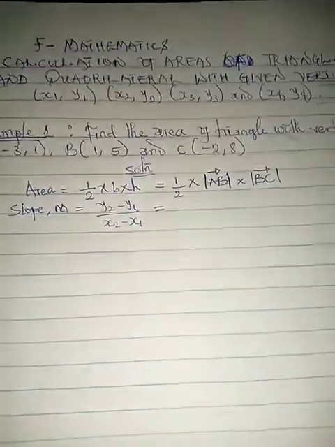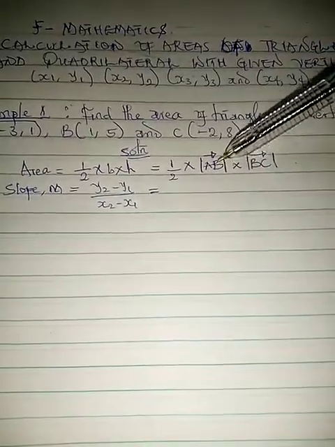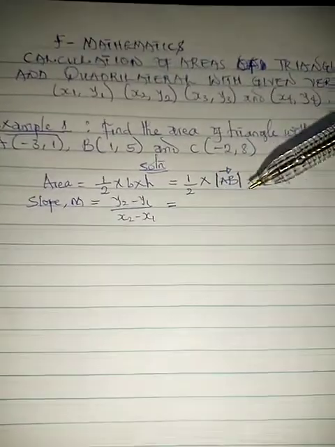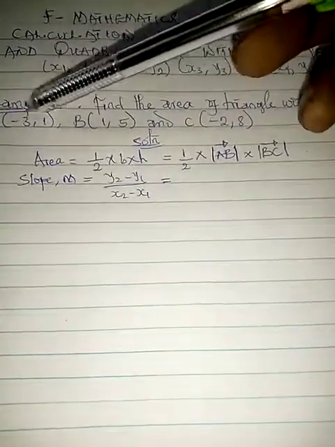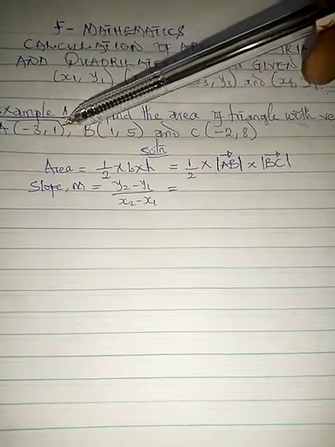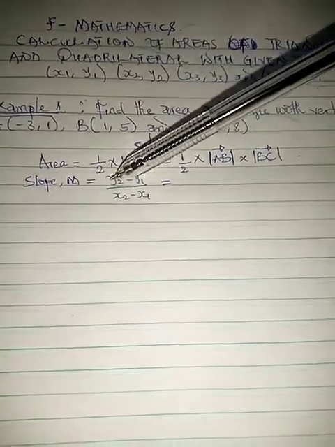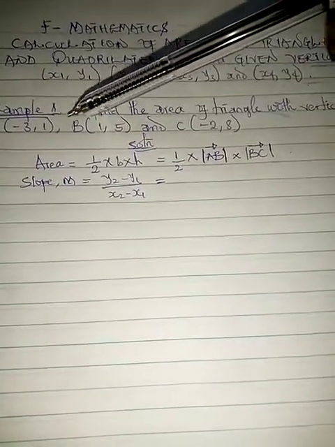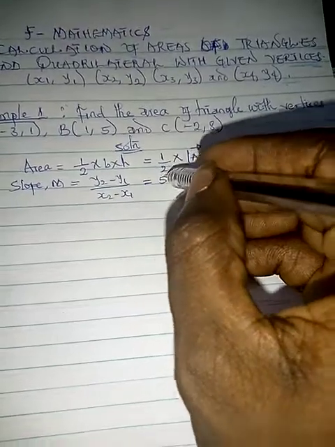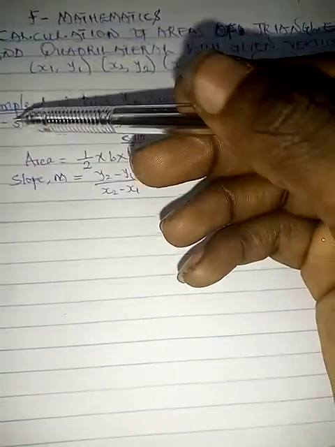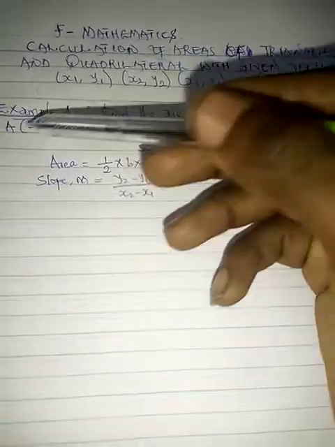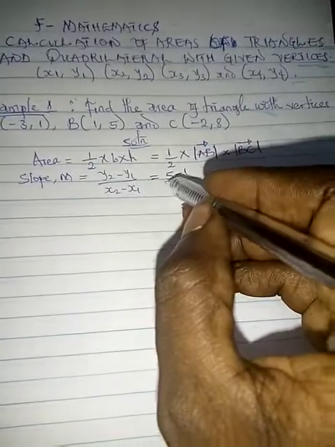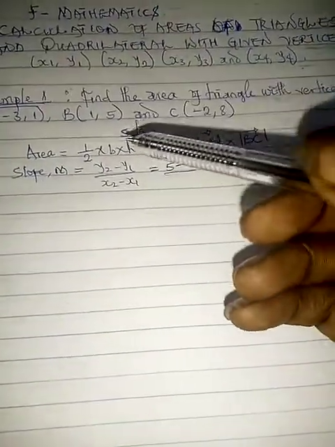So let's deal with the first one, length AB. Remember, we are just trying to use this formula to know the kind of triangle we are working with. So length AB. So where's our AB? These are AB, and definitely this is going to be our x1, y1, x2, y2. Now y2 is 5 based on the formula for length AB. Then minus, what is y1? Our y1 is 1. So we are picking the values from AB. Then over, what is going to be our x2? Our x2 is 1.